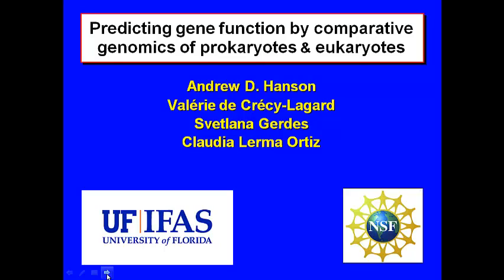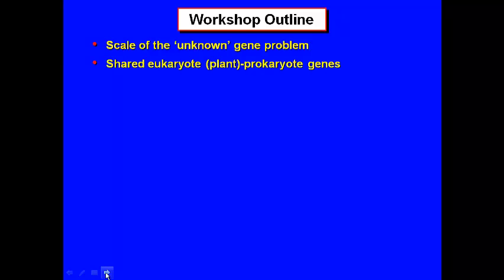This workshop is organized as follows. We are going to cover a number of general topics which Dr. Andrew Hanson will now describe. First of all, the scale of the unknown gene problem, just to give you a feel for how many unknown genes there really are out there. Then to talk about how eukaryotes, more specifically, but not solely plants, and prokaryotes share many genes.